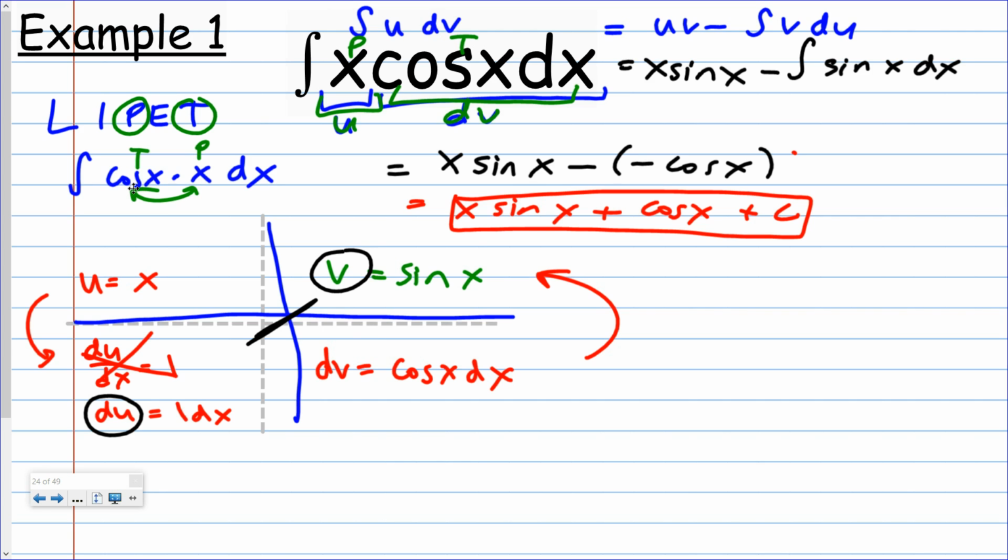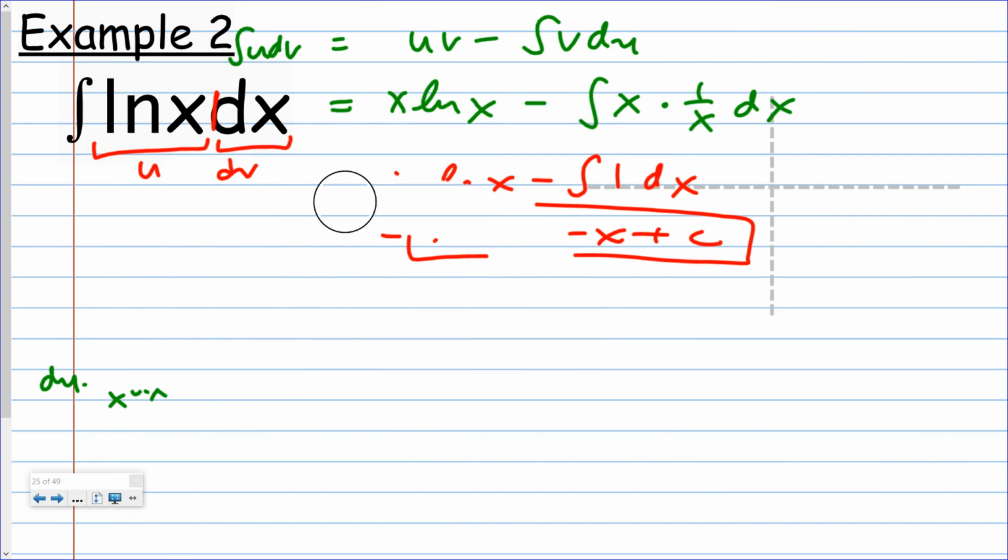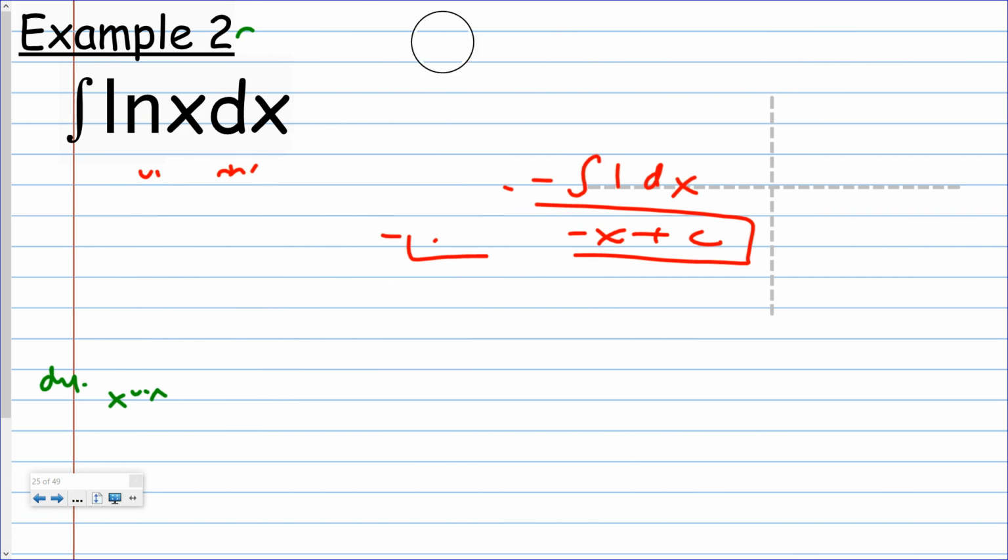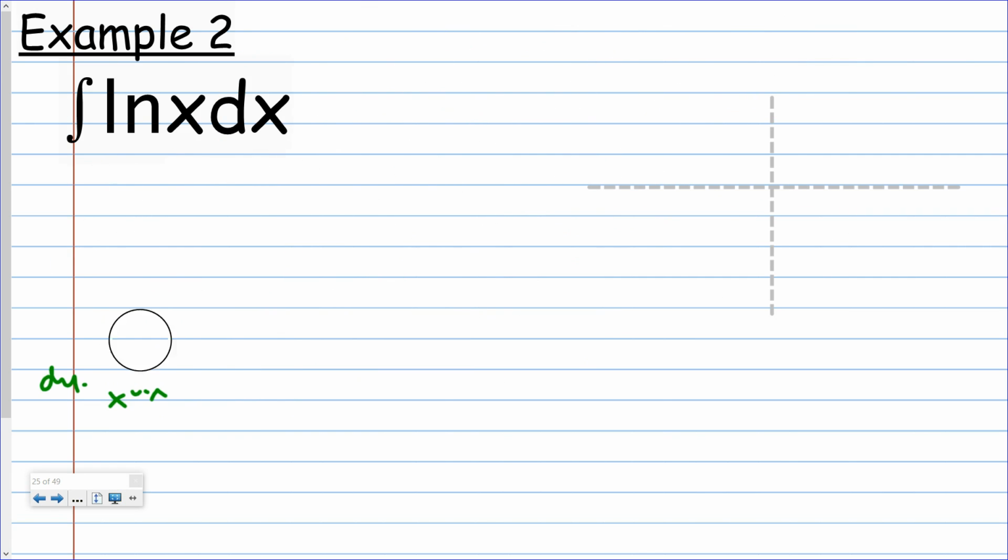Does that make sense? So LIPET tells you what order to do the u dv in. If you do it in the wrong order, sometimes it's fine. Sometimes it's terrible. I'm just letting you know, it sometimes works if you don't do it in the right order, but it sometimes just absolutely does not work at all. Okay, all right, let's do this second example. If you remember long ago, I told you that this integral wasn't on your pink sheet.